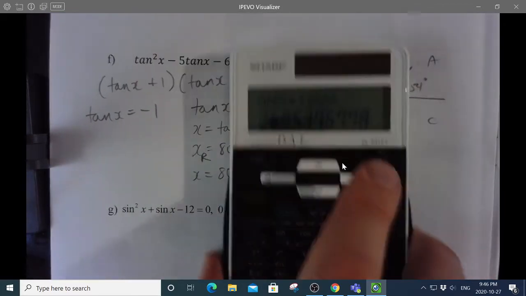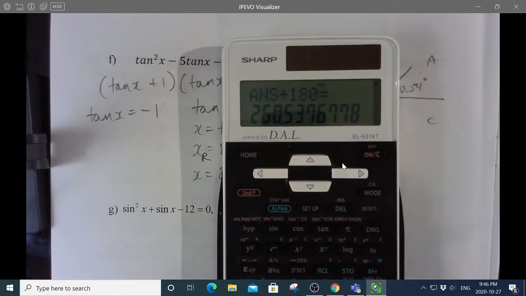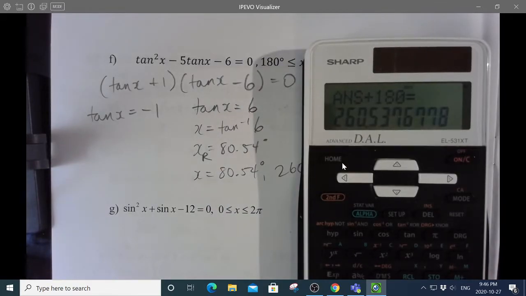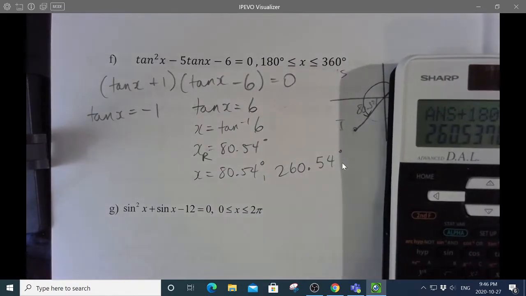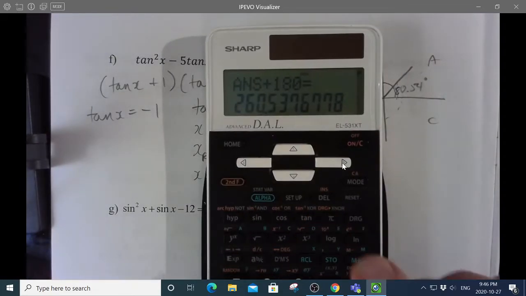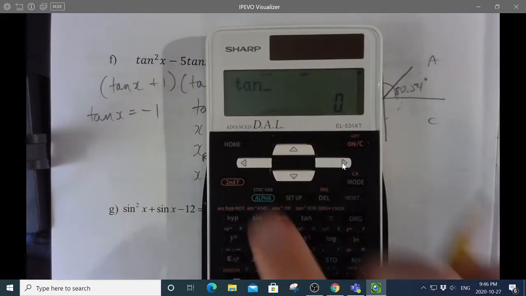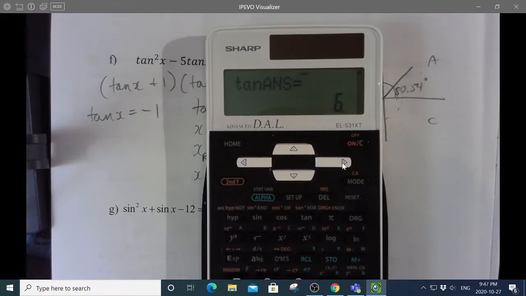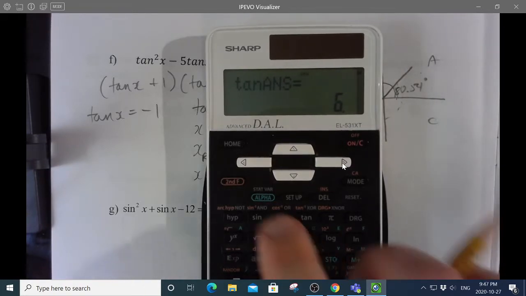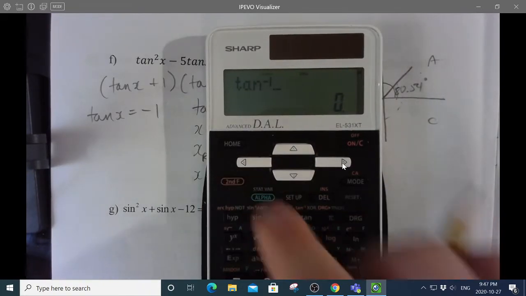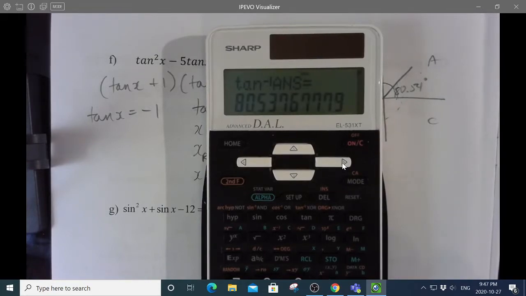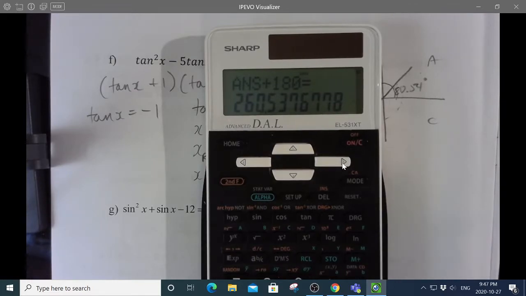And you can check to see if this answer is right. Since that's my angle, if I take the tangent of that, I should get 6. So the tangent of that answer is 6. We're good. We're golden. Inverse tan of that answer is 80.5. Add 180, and there's my two answers for that.